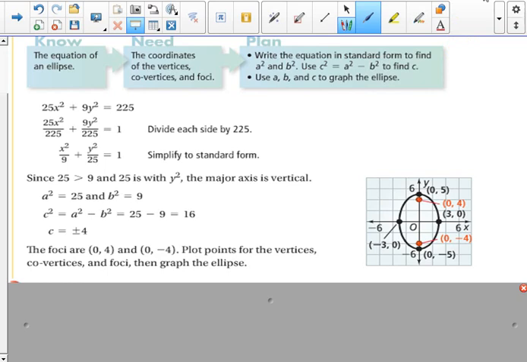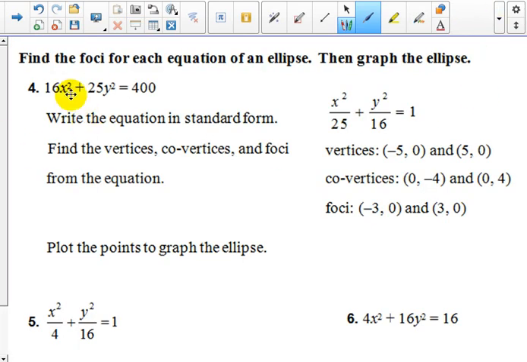Oh, by the way, here's 4, 5, and 6. If you don't have your workbook with you, here they are.